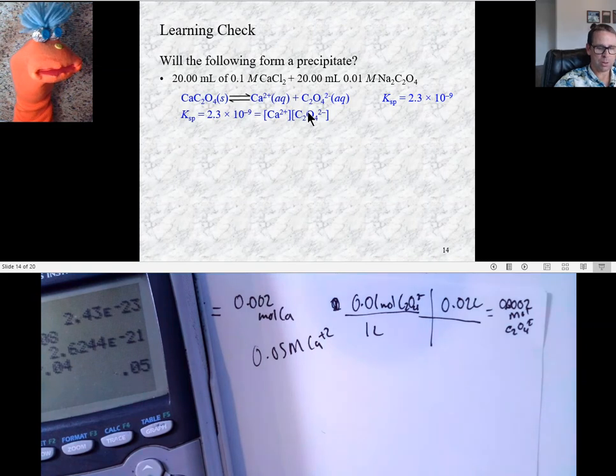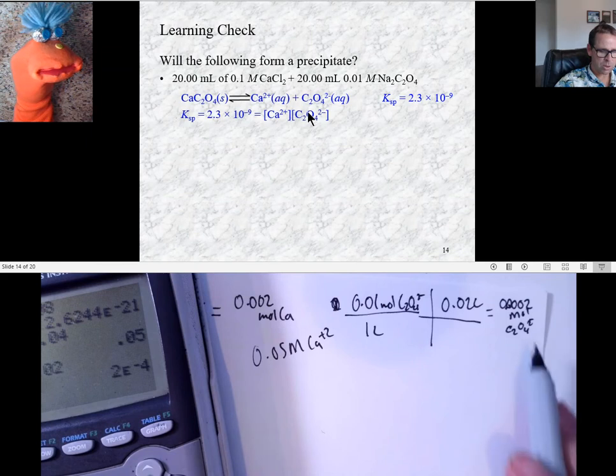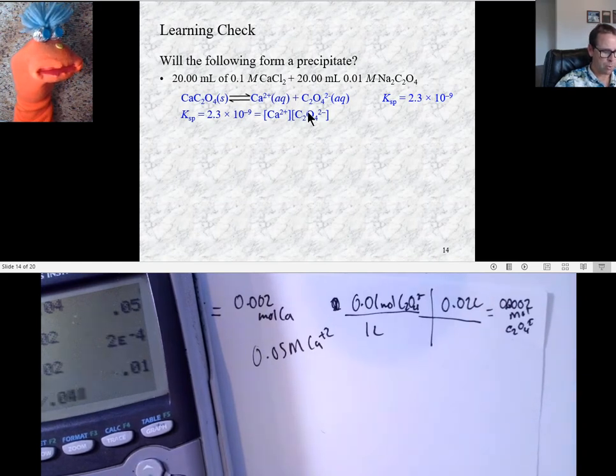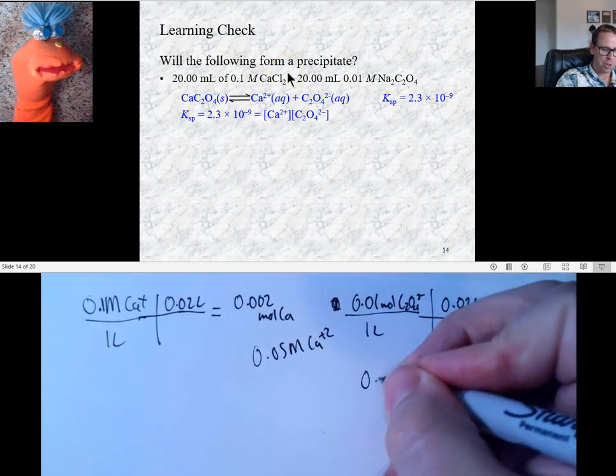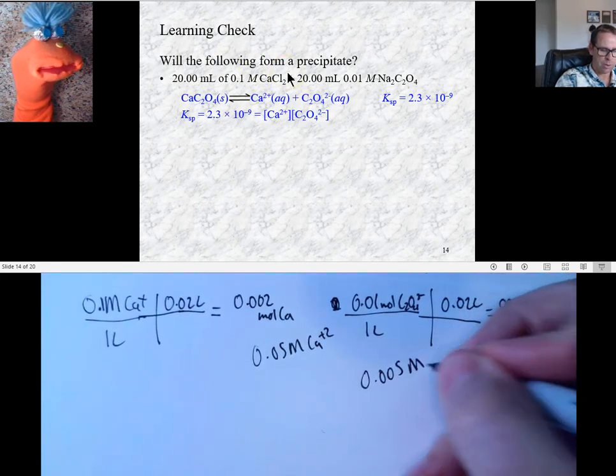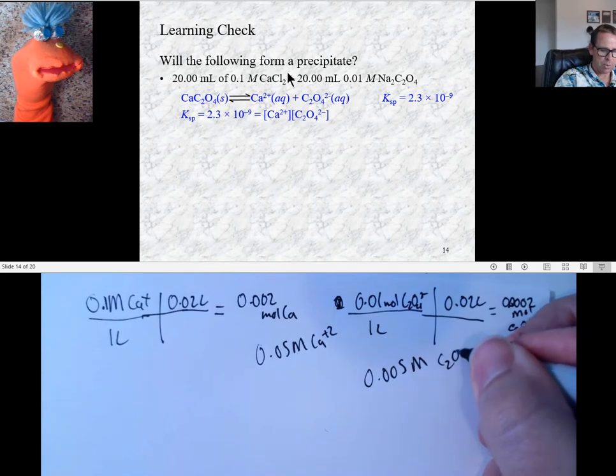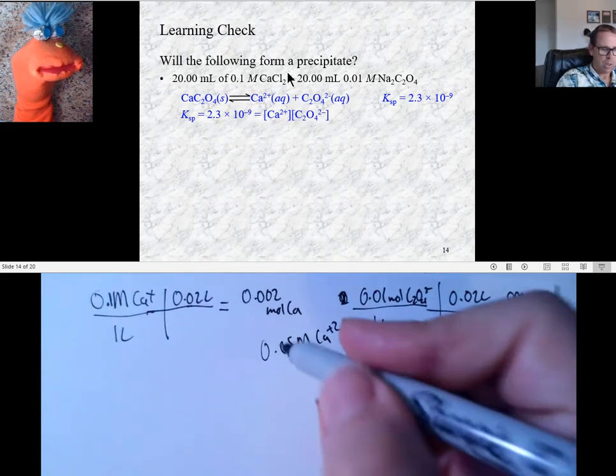Same thing over here, 0.01 times 0.02. That's my 2 times 10 to the minus 4 divided by 0.02. That's my concentration. Sorry, no, it's not. Try that again. That's not my volume. My volume is 0.04. I mixed the 20 mL and the 20 mL, right? So I get 0.005 molar carboxylate, C2O4 2-.